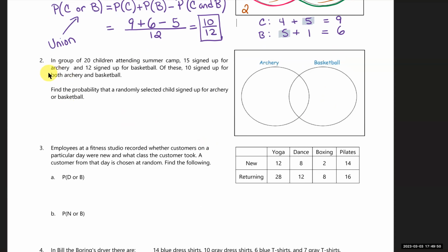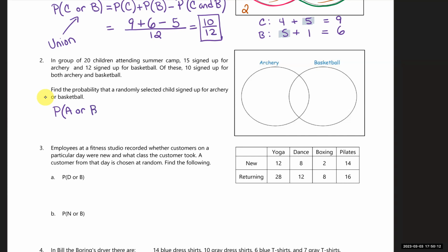All right, so 20 children are attending a summer camp. 15 signed up for archery, 12 signed up for basketball. Of these, 10 signed up for both archery and basketball. We'll pick a child at random and find the probability that they signed up for archery or basketball.